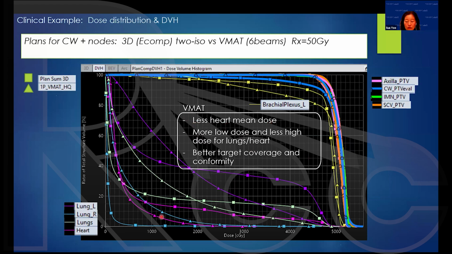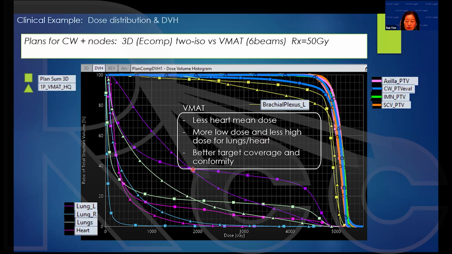Heart dose is actually better for the VMAT, assuming that they achieve similar target coverage. 3D heart D mean could be a lot lower if we give up the target coverage, but it depends. If we're going to cover IMN and all this chest wall with the 3D, heart dose can get really high.